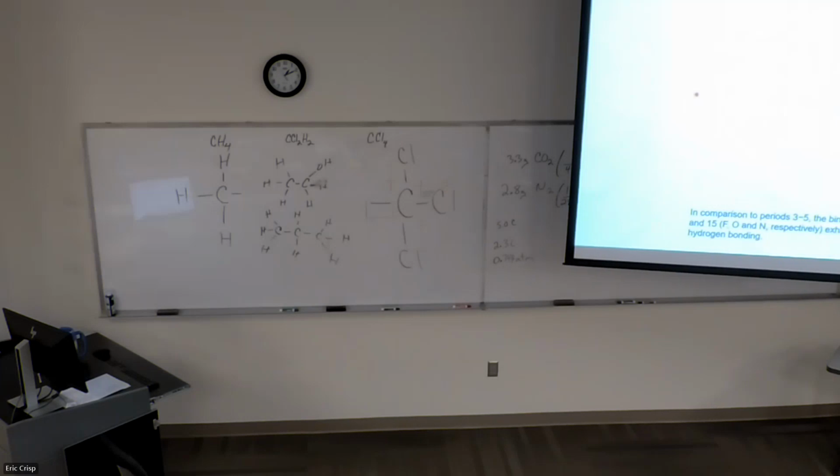H3SB, H3AS, H3P. It's hard to see, right? And then in H3, what do you expect? Where would you expect it to be?